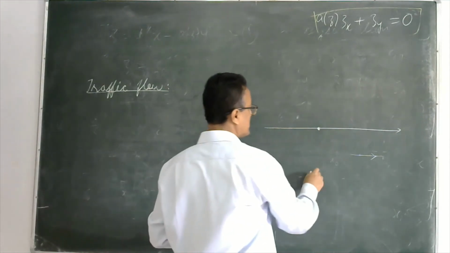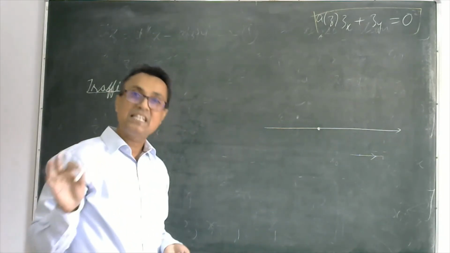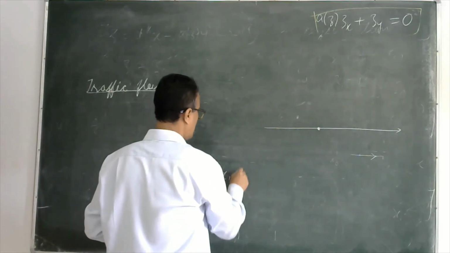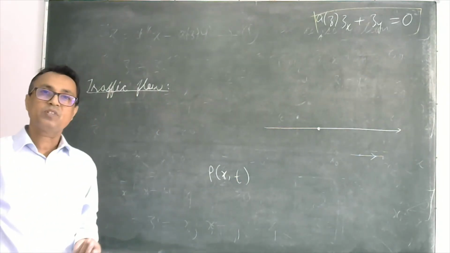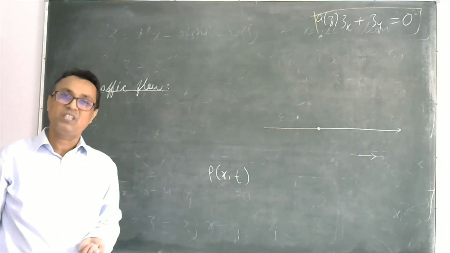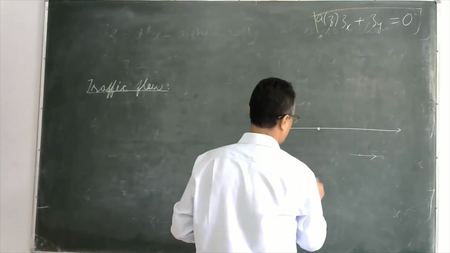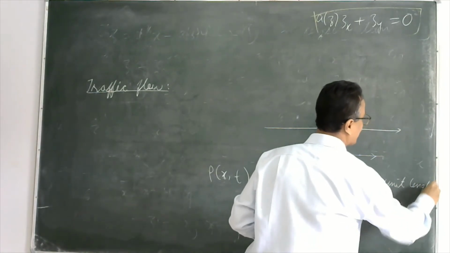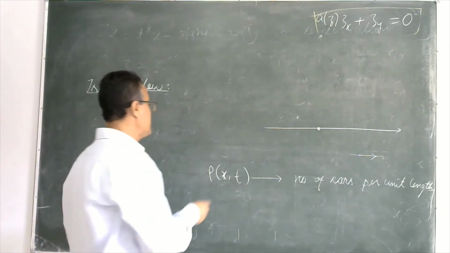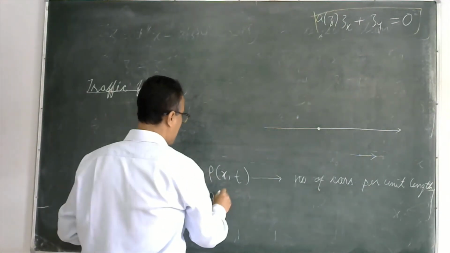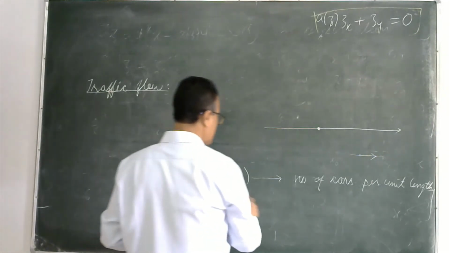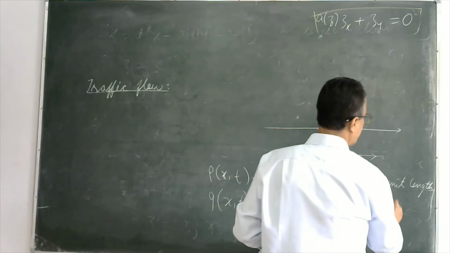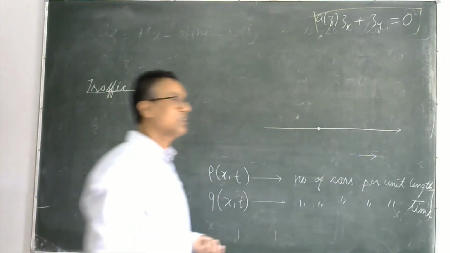Okay, fine. So suppose I am considering a location here, which is x, and that location I am considering at time t. Okay, fine. So now let rho of x, t represent the density of cars at the location x at time t. So basically it represents the number of cars per unit length. Okay, and again at the same point, let q of x, t represent the flow rate of cars. That means it represents the number of cars per unit time.